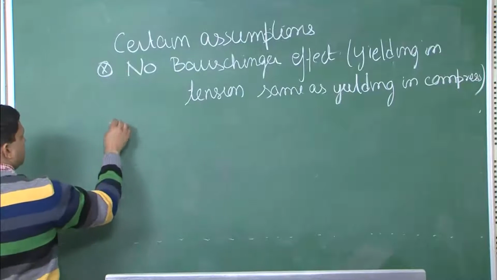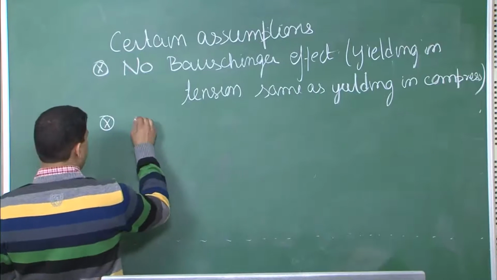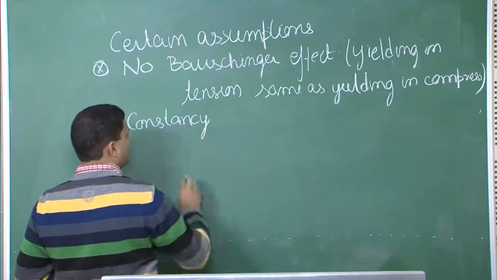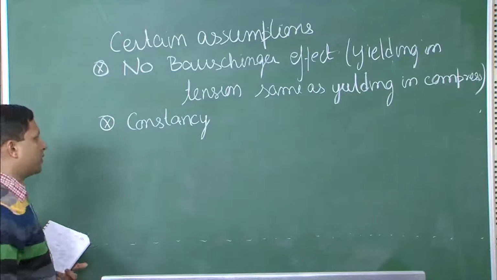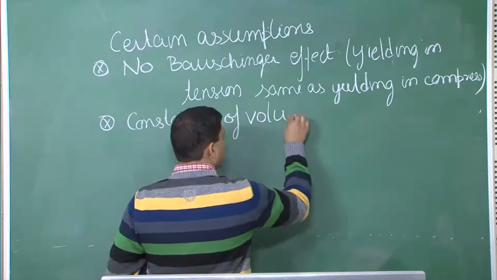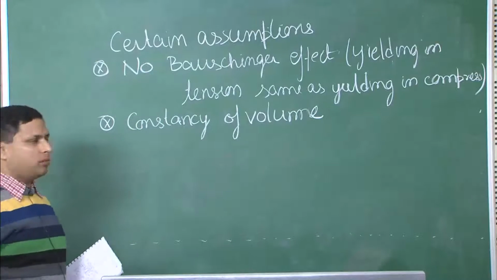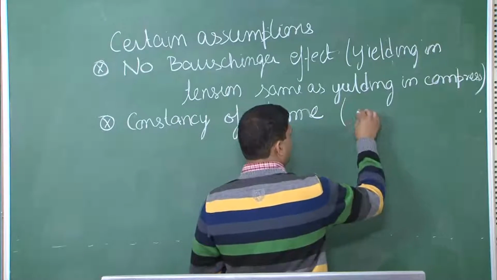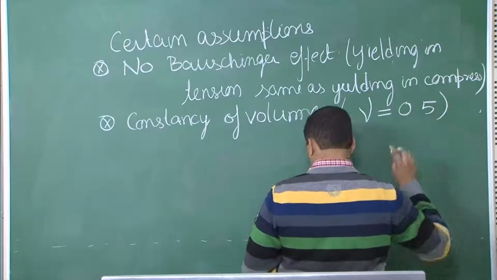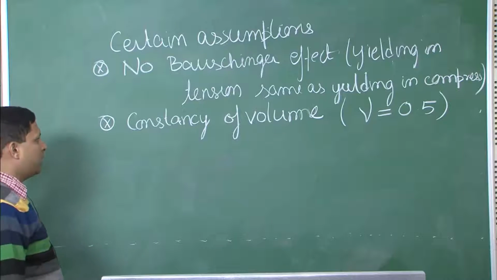What is the other assumption? It is non-compressibility, or constancy of volume. So, we are assuming plastic deformation and a material which does not compress upon deformation. Therefore, if you look at the total change in volume, it should be 0, and from that you can easily show that Poisson's ratio should come out to be 0.5. We will actually look at one example to understand this.